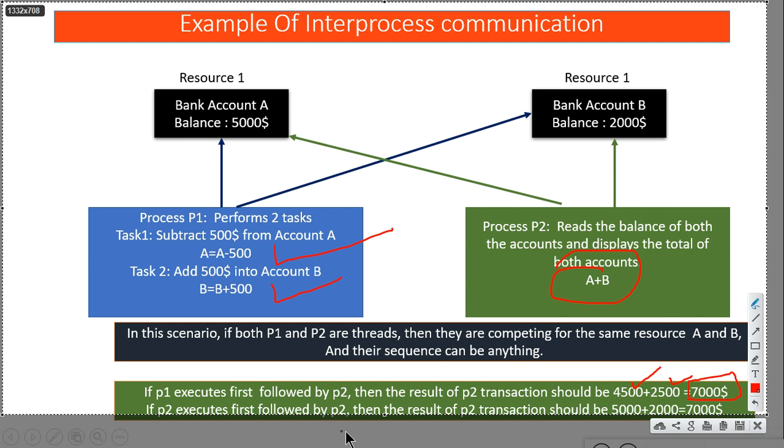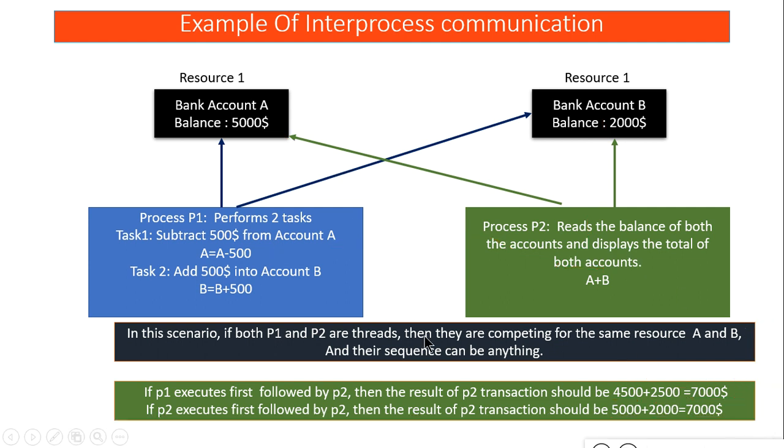Okay, now if the sequence changes, let's say P2 executes first and then P1. So P2 accesses these values first and will get the values of 5000 and 2000, you see here. And again, if it adds these values, the result will be $7,000. So right now the sequence doesn't matter. If P1 executes first then P2, the result is same. If P2 executes first and then P1 executes, then the result is same.